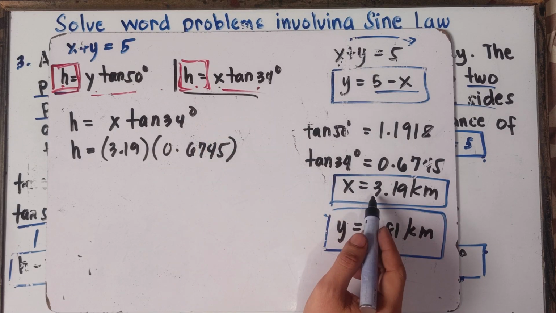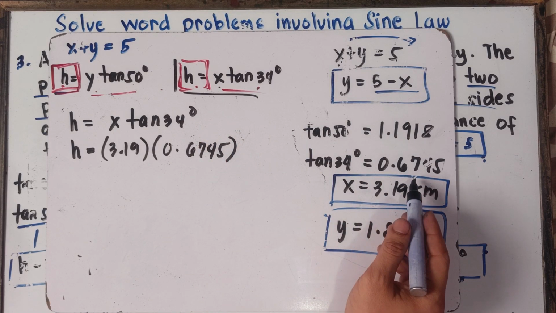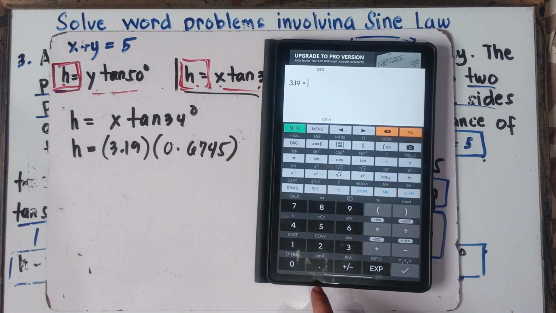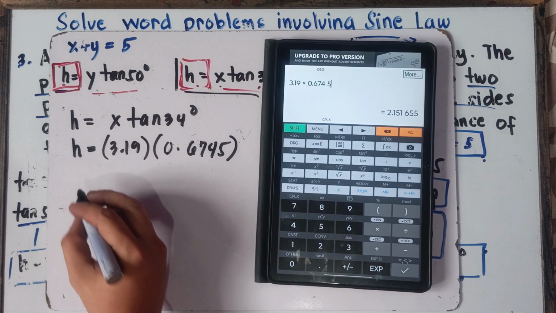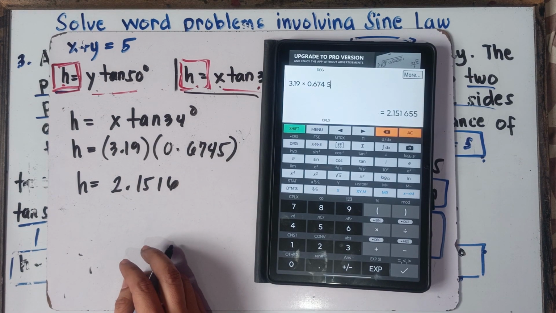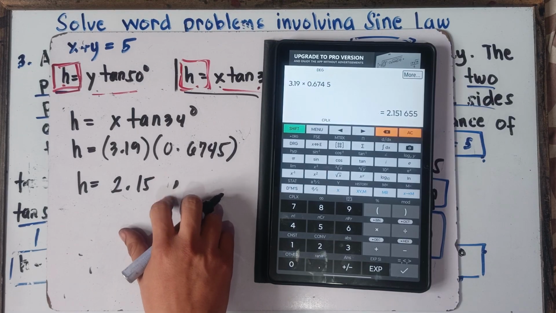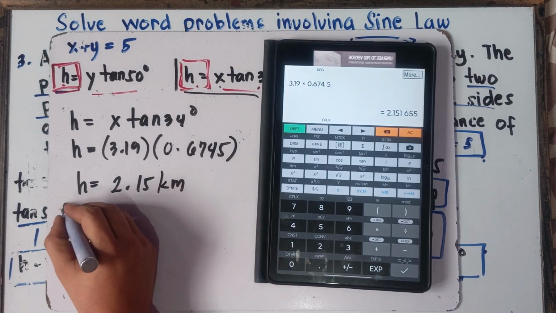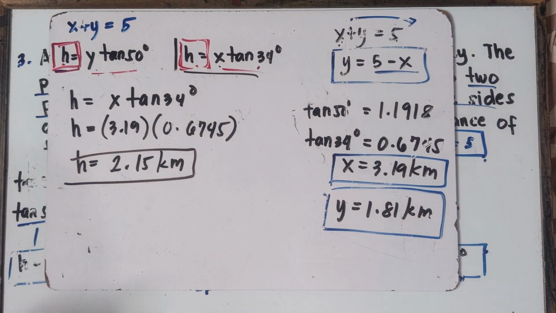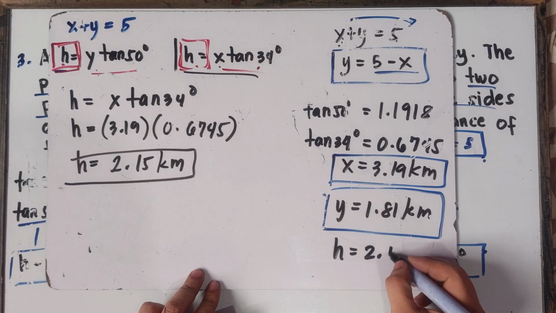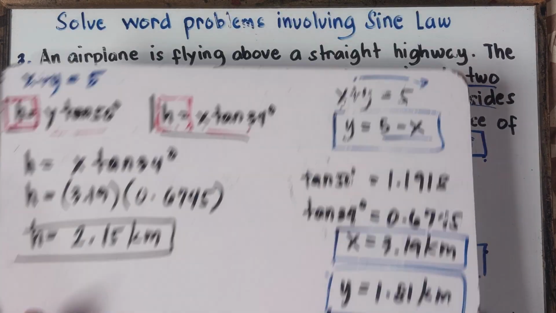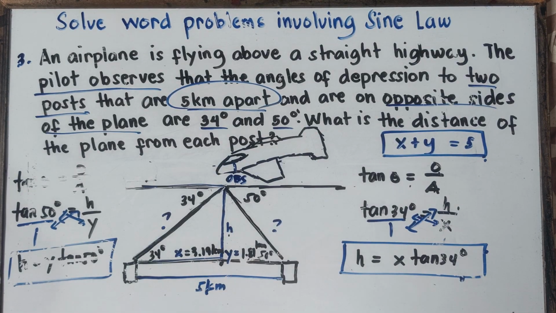So x value, 3.19 times tangent 34 degrees, we have 0.6745. Simply use your calculator. So 3.19 times 0.6745. The answer, class, h is equal to 2.1516. So we need to have at least 2 decimals after 5. That would be 1. Simply copy 5. And do not forget the units, kilometers. Alright, so therefore, the value of h, h is equal to 2.15 kilometers. So the value of h, this one right here, is 2.15.